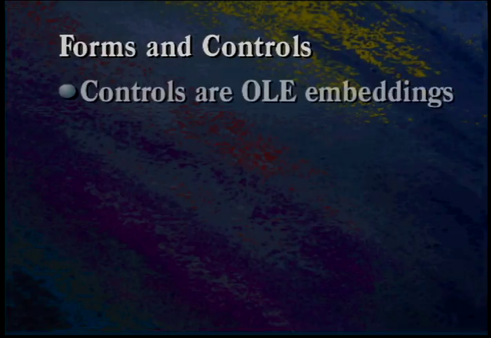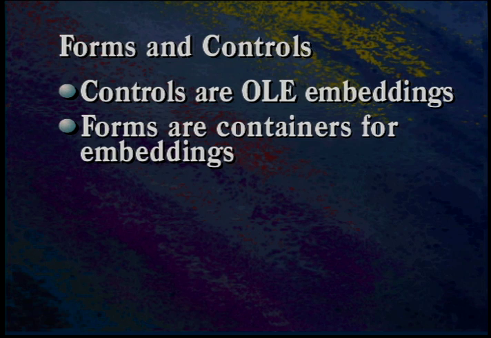Using this event model allows us to use the OLE architecture to build forms and controls. Controls are visual objects that live on the form and provide particular kinds of user interaction, such as push buttons, text edit fields, list boxes, and so on. In this architecture, these controls are just OLE embedded objects with the addition of events.